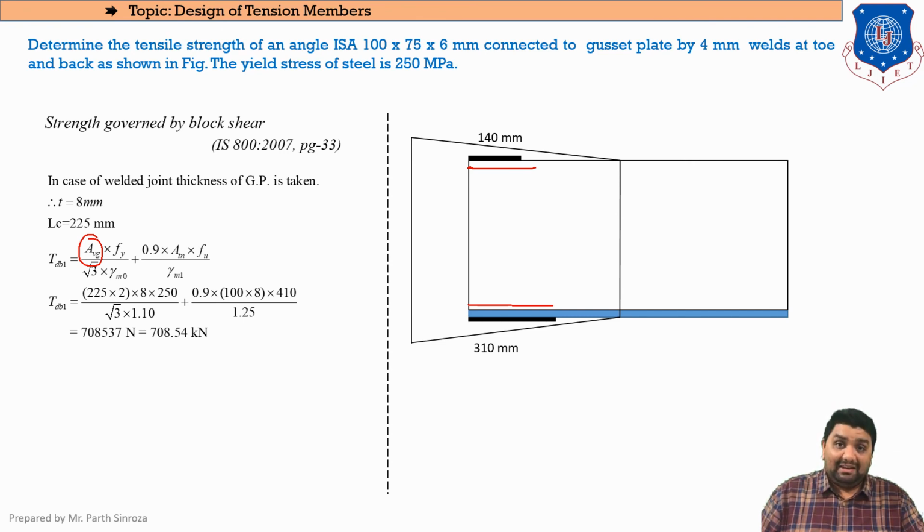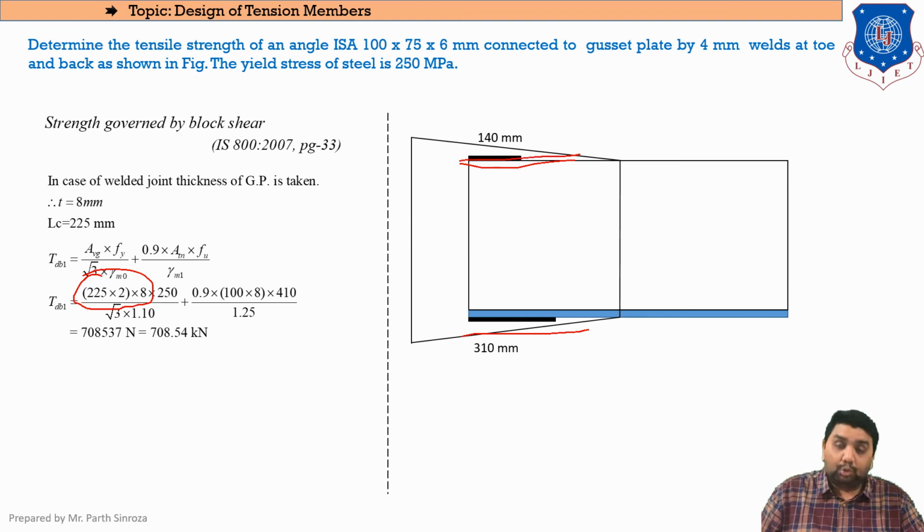So for finding the AVG and AVN, that is the shear area, we will always use the average of these two things, and the average of these two things was LC. Clear? So the length we will use for area, that is area of shear, will always be LC. Here you can see that we have used 225 into 2. Why 2? Because welds have been provided on both ends.